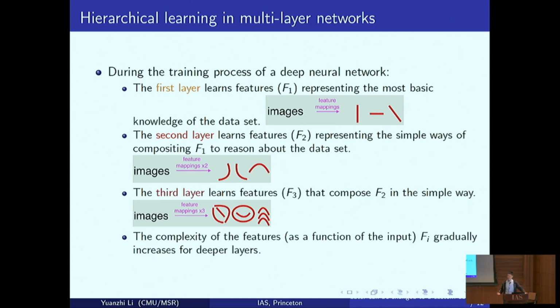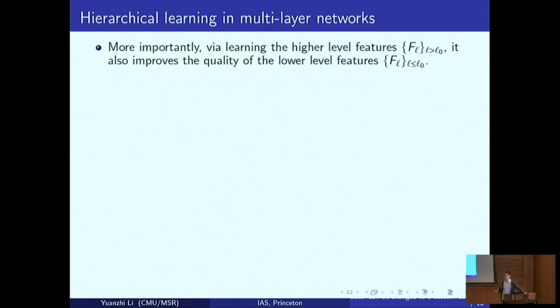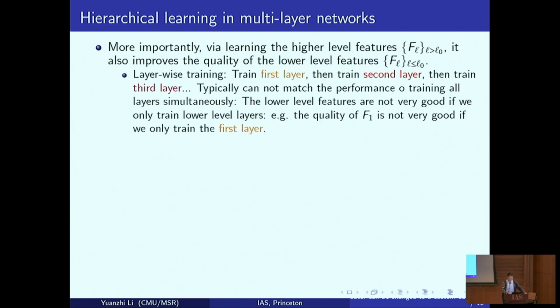And so the main important thing is that the complexity of the features as a function of the input just grows gradually as the layers go up. So there's no sudden jump in this process. And then there is another very important part: when we train the higher level features, it actually improves the quality of the lower level features.